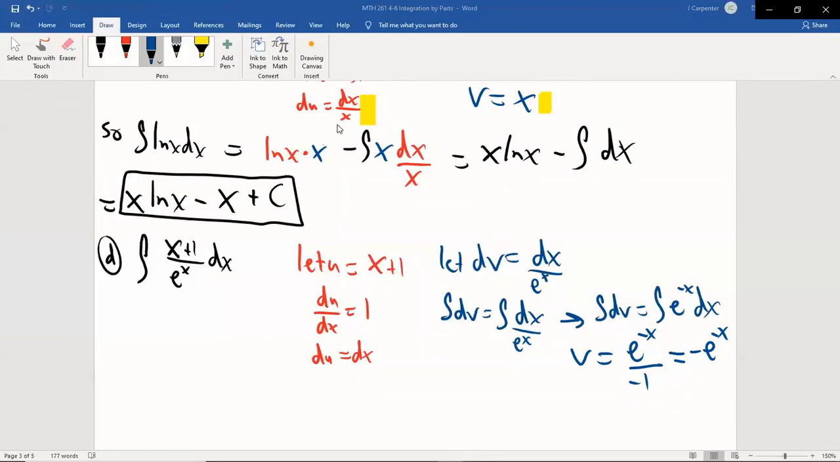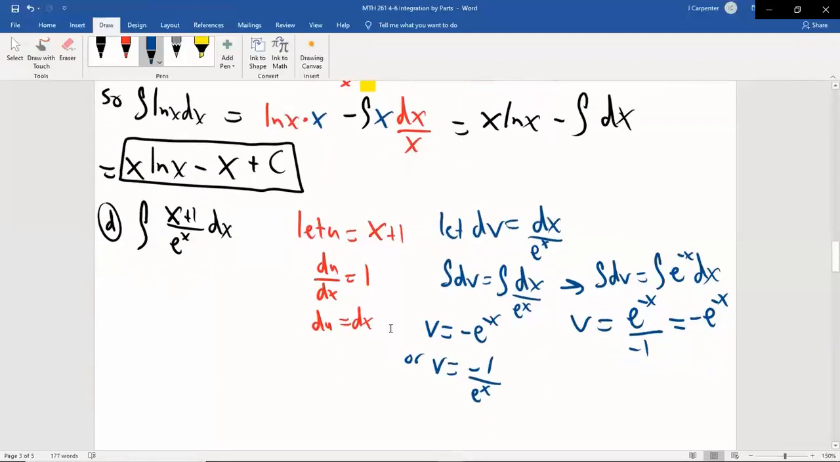Okay. So since I kind of wrote that weird, let me just write it all together here. V is negative e to the negative x. And you might say, well, why don't you bring that to the bottom? Because I'm going to ultimately integrate that. So I'll write it both ways, or v equals -1 over e to the x. You'll see it both ways ultimately.